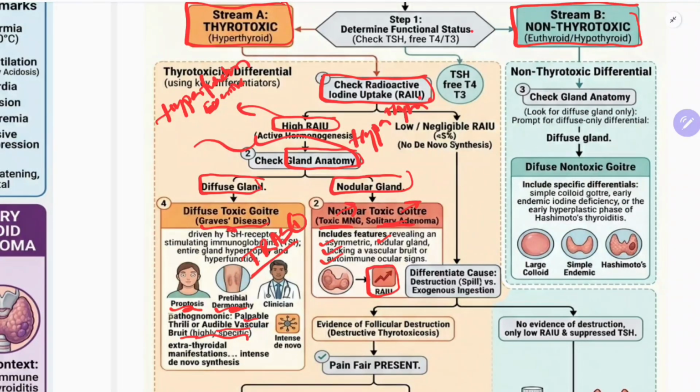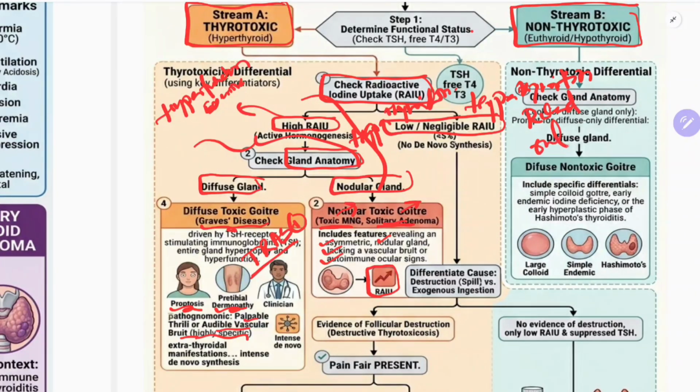So this is known as hyperthyroidism. Hyperthyroidism is a subset of thyrotoxicosis. Hyperthyroidism itself is not a condition; it is a cause of thyrotoxicosis. By hyperthyroidism, we mean that the cause of thyrotoxicosis is overproduction of T3 and T4. So when there is excessive uptake of radioactive iodine, then there is hyperthyroidism. When there is low or negligible uptake, then hyperthyroidism is ruled out.